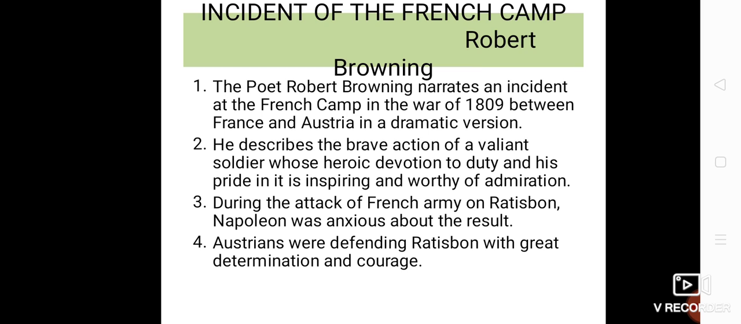Let us find out. During the attack of the French army on Ratisbonne, Napoleon was anxious about the result. Certainly, you would have studied the great king called Napoleon. There is a war going on between the nations France and Austria. So the French army is attacking Ratisbonne, the name of a place, where Napoleon is so anxious about the result.